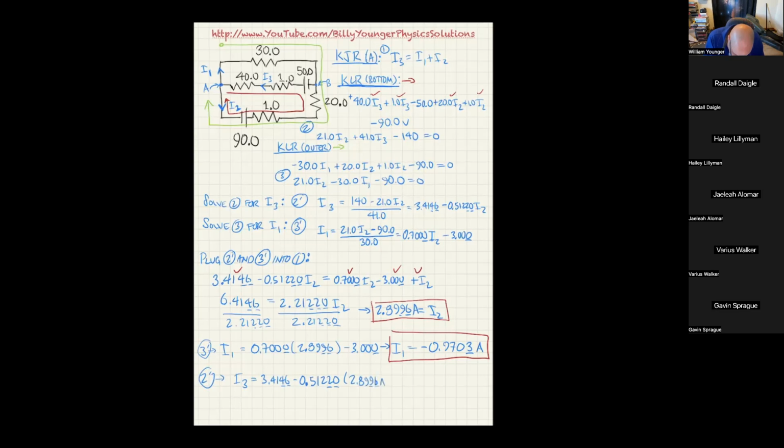2.8996. Again, with extra digits, this says I3 should be equal to 3.4146 minus 0.51220 times 2.8996. And this gives me 1.929, which is 1 extra sig fig, amps. So I'll underline that extra sig fig, and that's our actual currents.